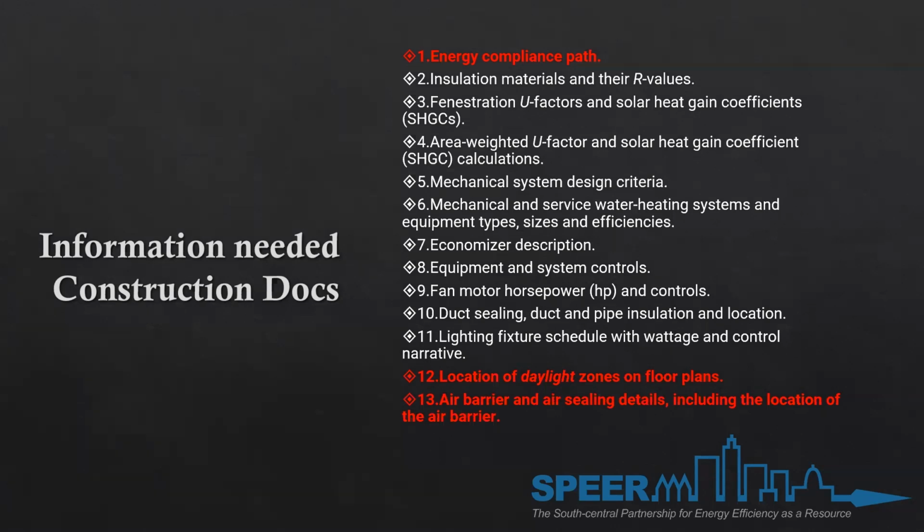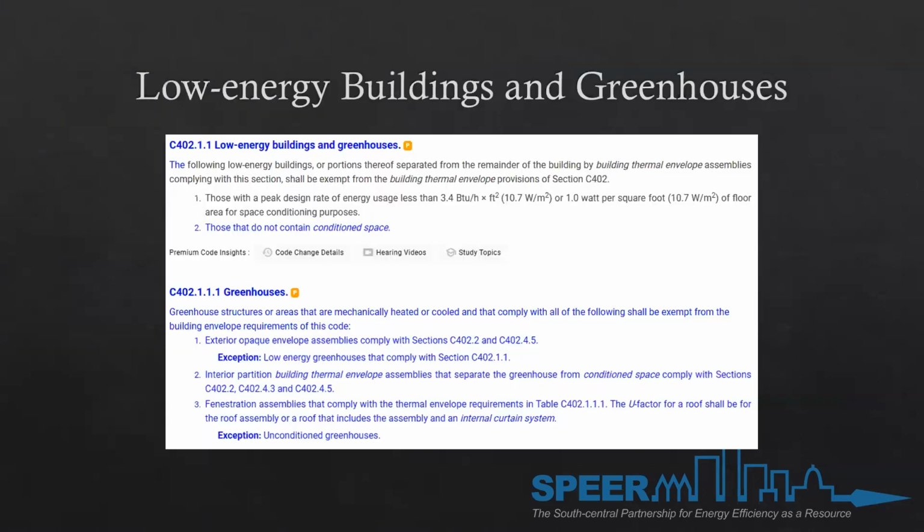It's where are these things located, and maybe having a sectional of the plans to show specifically what the inspector needs to look for when he's on site. And of course, low energy buildings and greenhouses is now here. They did a little bit of adjustments to low energy buildings. In the previous code versions, they had a requirement of 3.4 BTUs or 1 watt per square foot less.